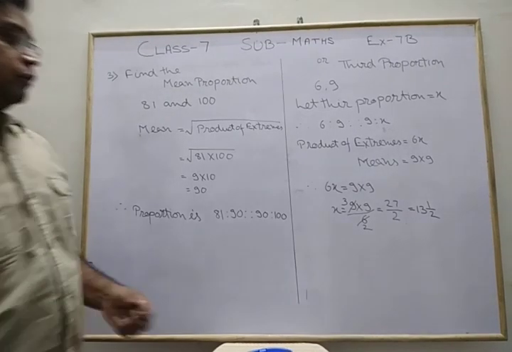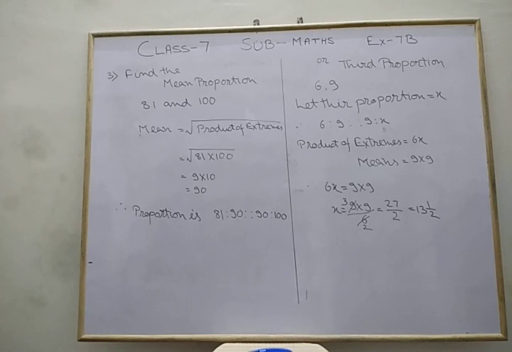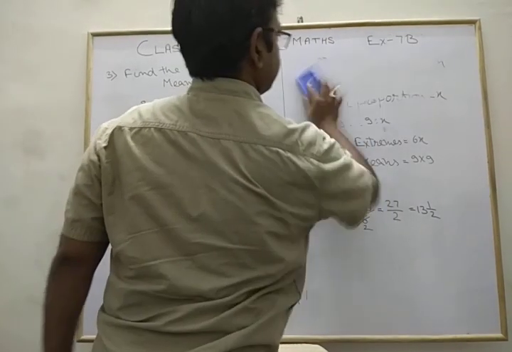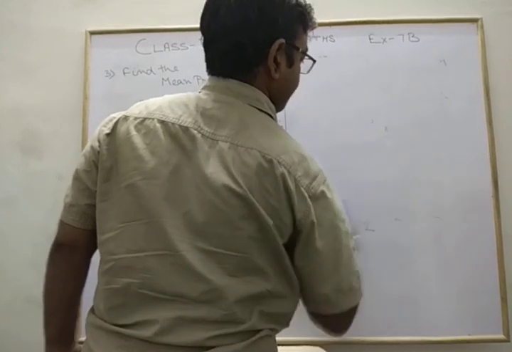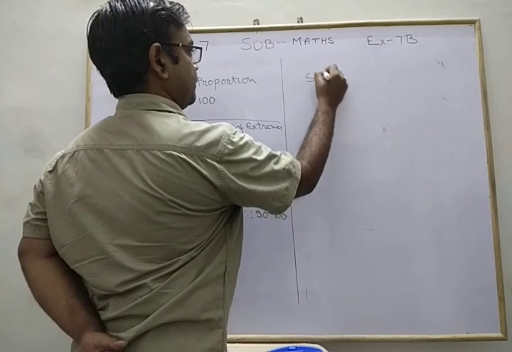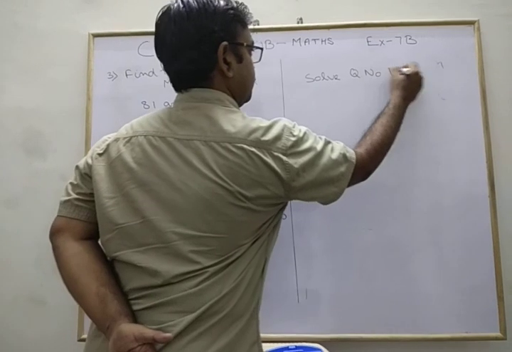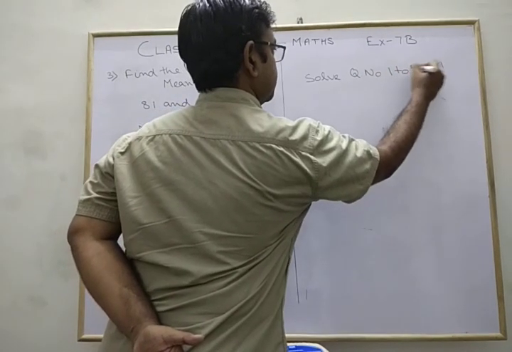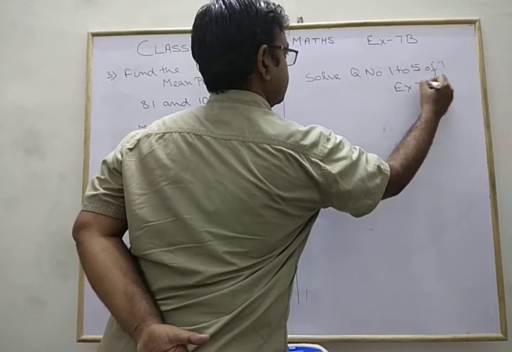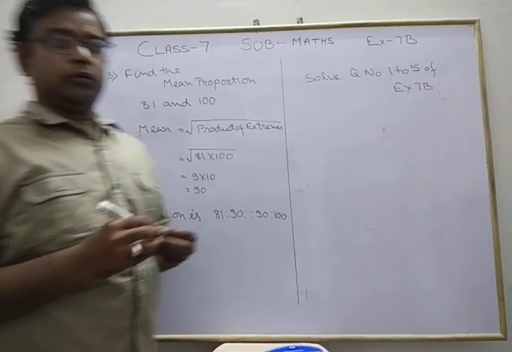So that's all for today. Your homework is to complete questions 1 to 5 of exercise 7B. I am writing it over there. This is your homework. That's all for today. Thank you.